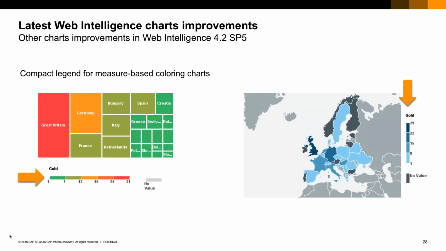We've also introduced a new type of legend for the measure-based coloring chart, called the compact legend, and it's available as an option in the format chart settings.